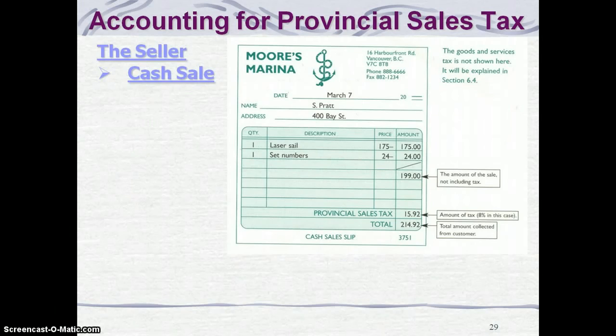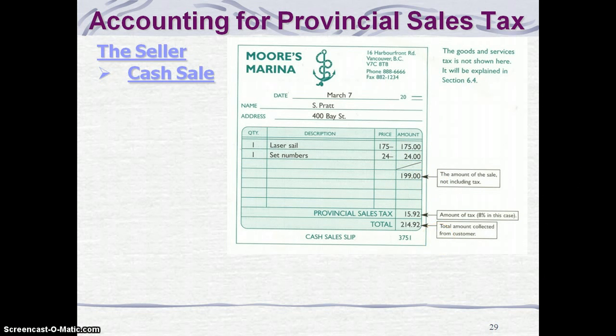So here's an example of what accounting for PST will look like in the books of the seller. Here's a source document for a cash sale that Morris Marina made to S. Pratt. As you can see, the company here sold S. Pratt 2 items. The subtotal comes to $199. Now, the tax is 8% in this case.